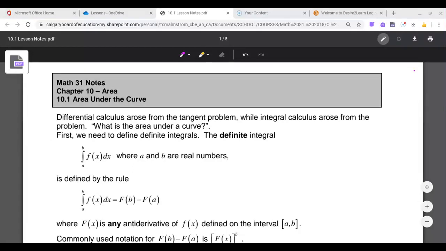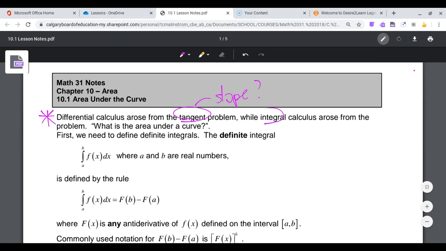Okay, chapter 10. So chapter 10, we're going to start working with integrals in terms of their application instead of just the inverse of the derivative. So in chapter 9, we learned about antiderivatives or integrals being the inverse of our derivative. We were working backwards. So differential calculus, stuff we were working on in chapters 1 through 7, arose from the tangent problem. Remember way back in chapter 1, we were like, how do you calculate the slope of a tangent line? And that's where differential calculus came from.